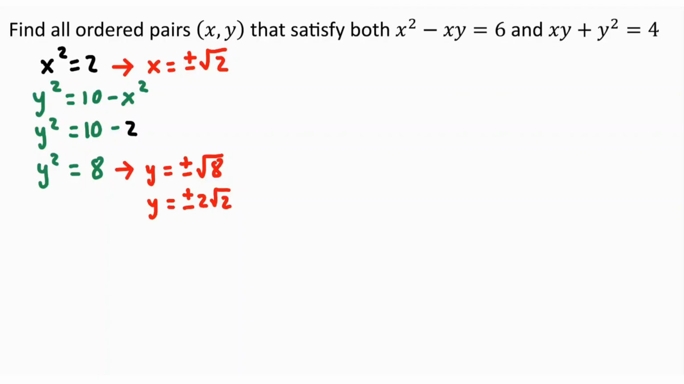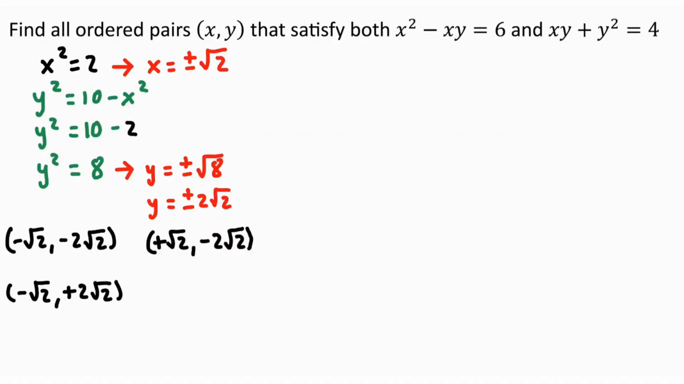Using the combination between both of these x and y's, we'll get negative root 2, comma, negative 2 root 2, negative root 2, positive 2 root 2, positive root 2, comma, negative 2 root 2, and positive root 2, comma, positive 2 root 2. Last but not least, we need to check our work.